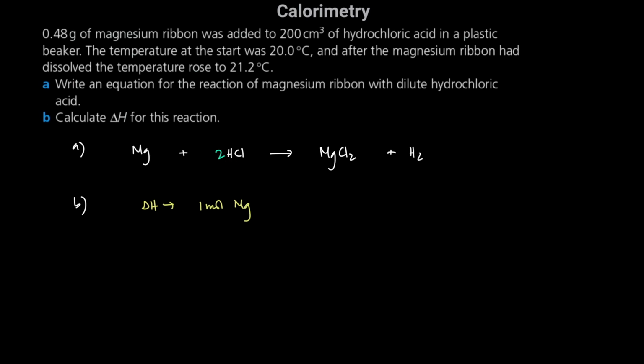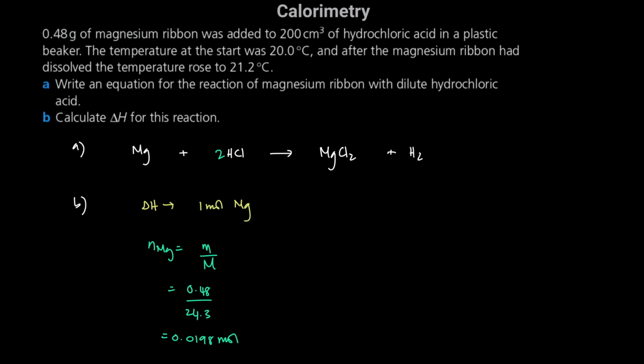So let's first figure out the number of moles of magnesium. The number of moles of magnesium is just the mass divided by the molar mass. In this case, the atomic mass is 24.3. So we have 0.48 divided by 24.3. This comes out to 0.0198 moles of magnesium. So that's the number of moles of magnesium that we have. We know that a certain amount of energy is being released when 0.0198 moles of magnesium reacts. We want to figure out how much energy would have been released had 1 mole of magnesium reacted.